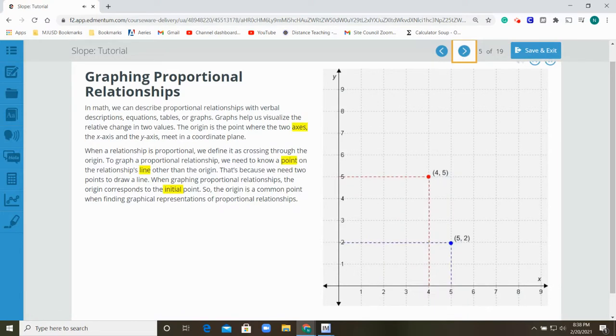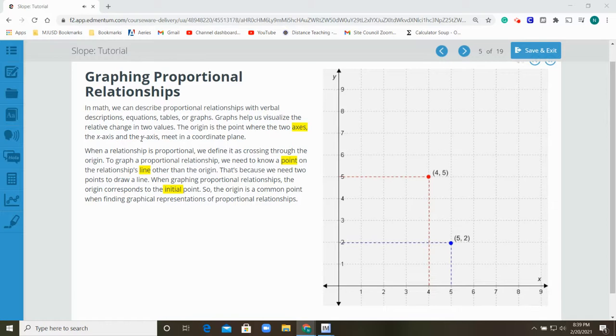Graphing proportional relationships. In math, we can describe proportional relationships with verbal descriptions, equations, tables, or graphs. Graphs help us visualize the relative change in two values. The origin is the point where the two axes, the x-axis and the y-axis, meet in a coordinate plane. When a relationship is proportional, we define it as crossing through the origin.